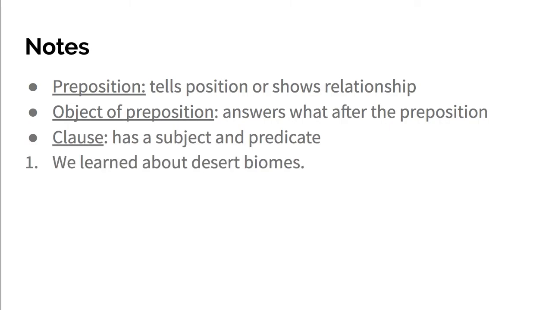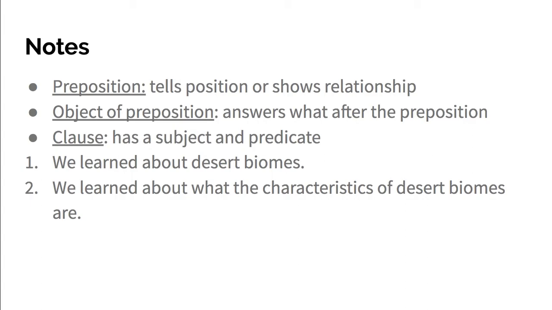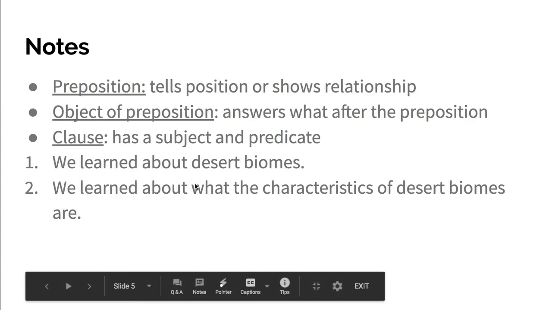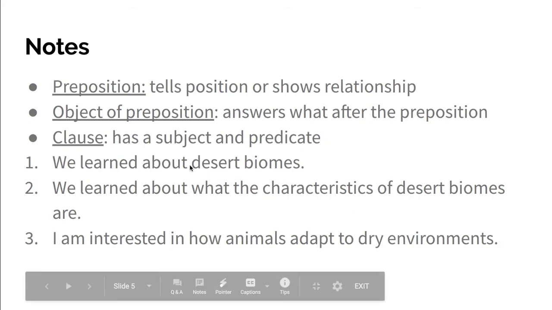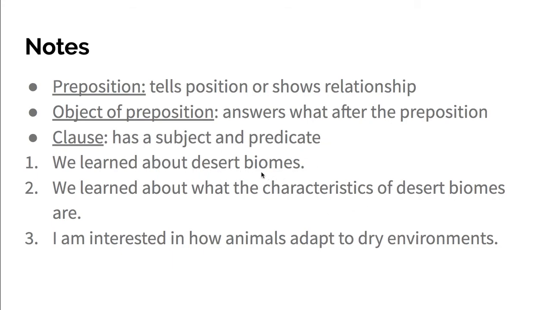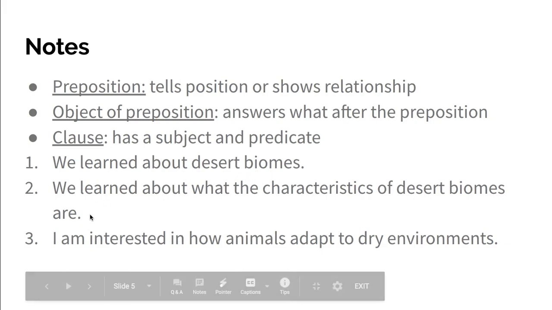So we learned about desert biomes. About is the preposition, and what did we learn about? Desert biomes. We learned about the characteristics of desert biomes. We learned about what the characteristics of desert biomes are. So this one, the second one, has a noun clause. What did we learn? We learned about desert biomes. We learned about what the characteristics of desert biomes are.